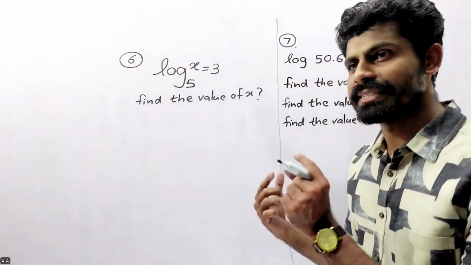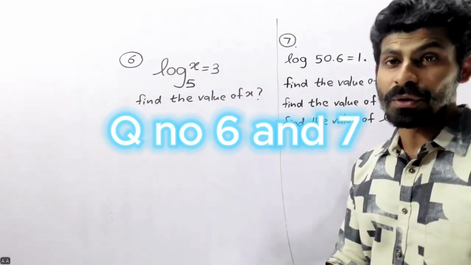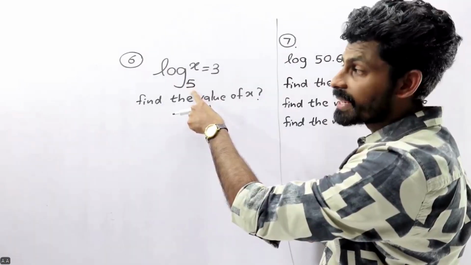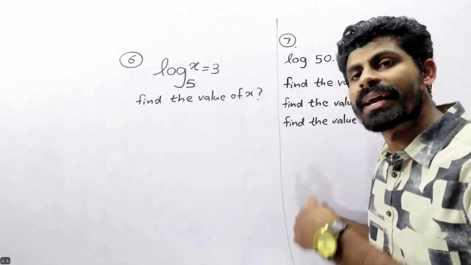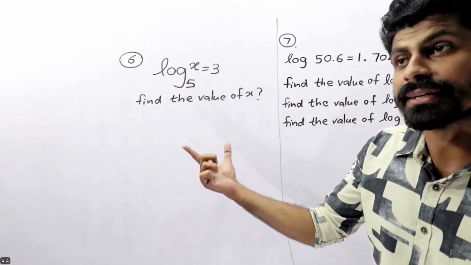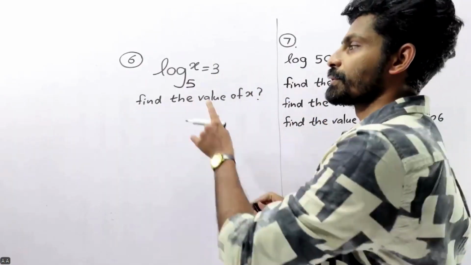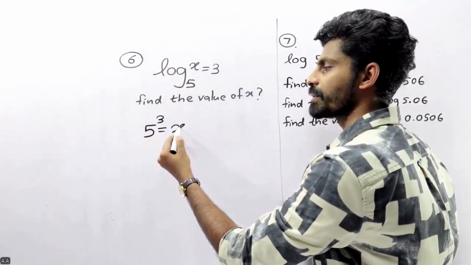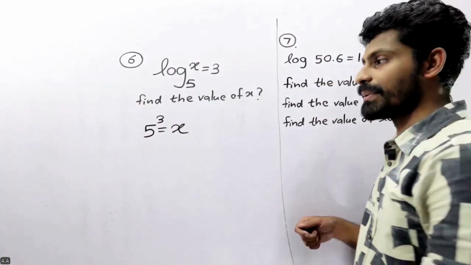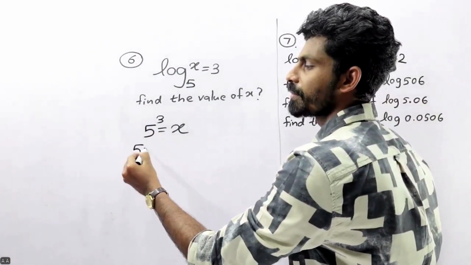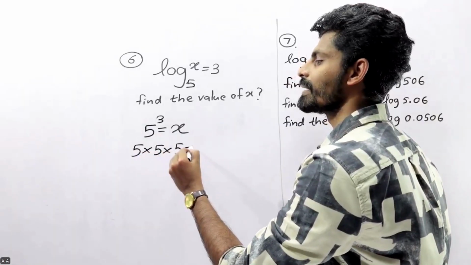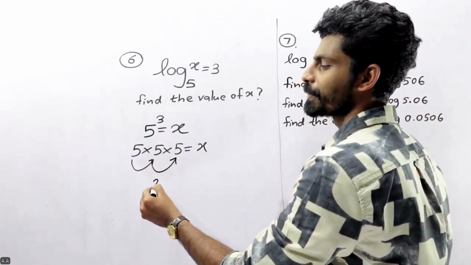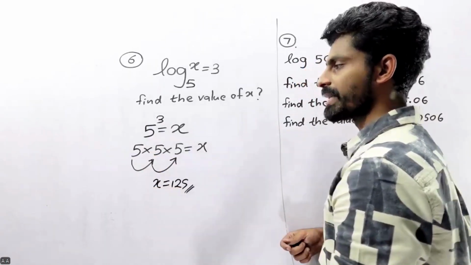Right, now questions number 6 and 7. Let's consider some log questions. Log x, base 5, so 5 is the base. How can we convert this kind of logarithm into indices? So that means 5 to the power 3 equals x. 5 to the power 3 means 5 multiplied by 5 multiplied by 5 equals x. 5 multiplied by 5, 25. 25 multiplied by 5, x equals 125.